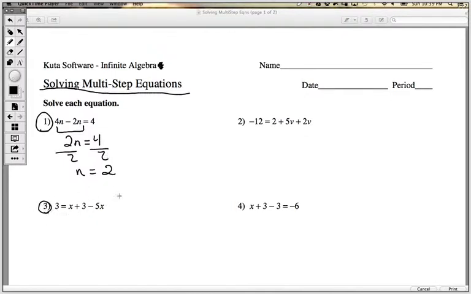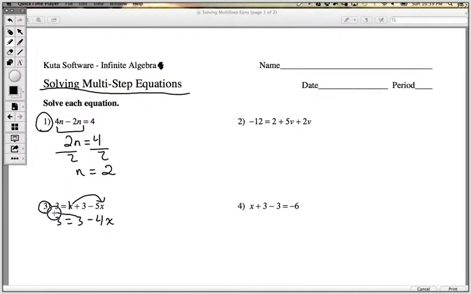All right, let's look at the other one. The next one, number 3 here. Remember, I'm just doing the odds. So this one, a couple of things. First, I see that I could combine these x's. That would give me 3 equals 3. And then we got 1x minus 5x, which should be minus 4x overall.